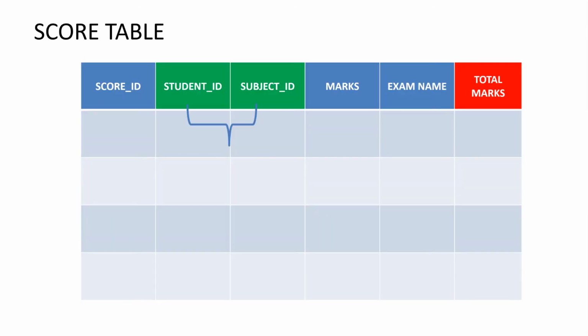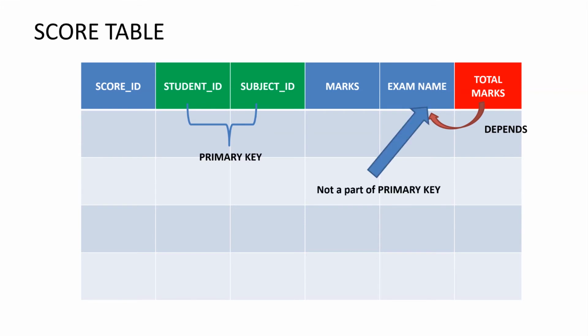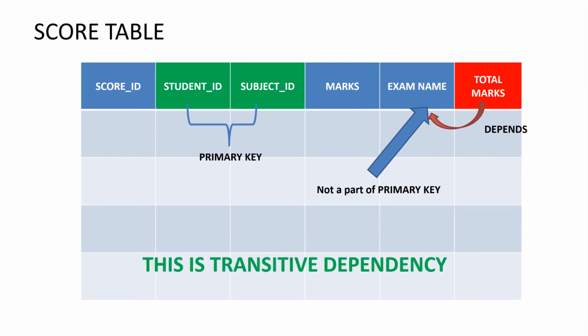So here you can see student ID and subject ID are the primary key, and the total marks is a non-prime attribute. It depends on another non-prime attribute called exam name. That is, it depends on exam name, and exam name is not a primary key. So this condition we call a transitive dependency.